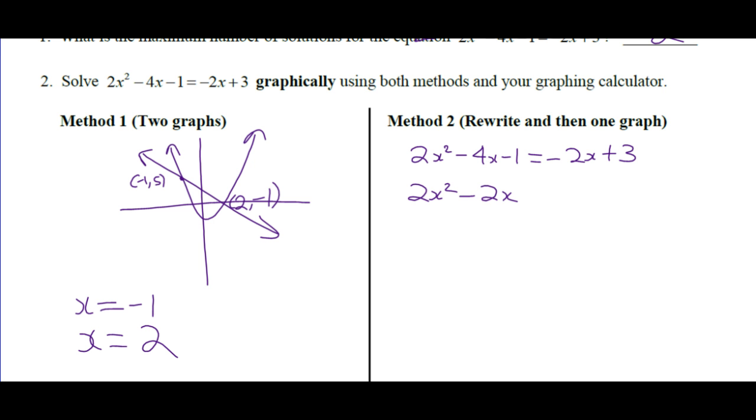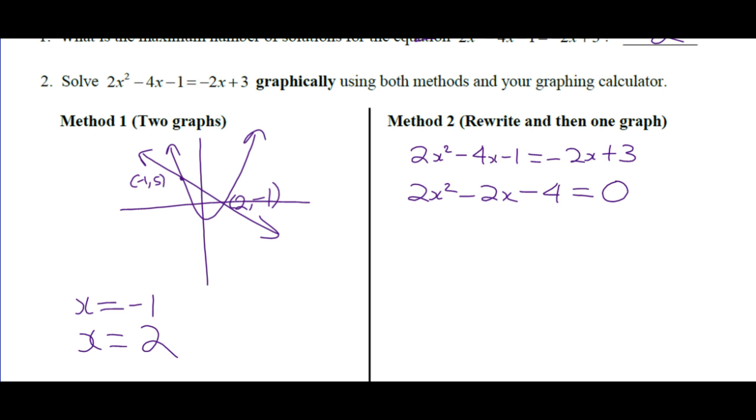Okay, what do I do with the 3? I do what to both sides? Subtract 3. So what do I end up with? Minus 4. What's that equal to? 0. Okay, it's equal to 0.